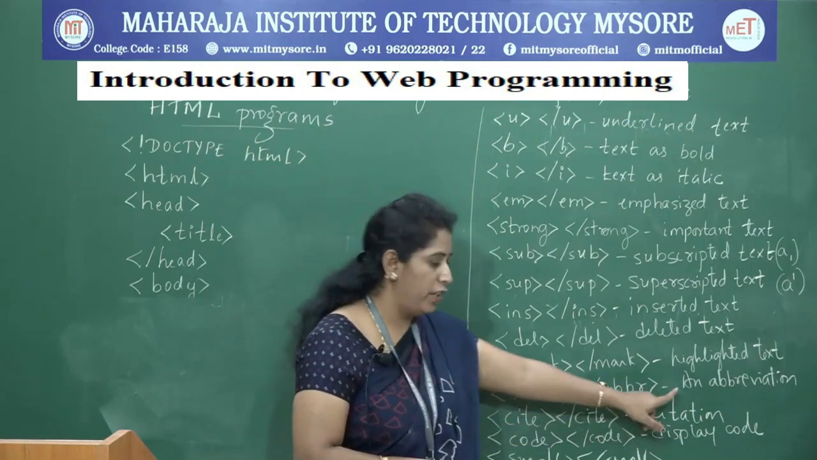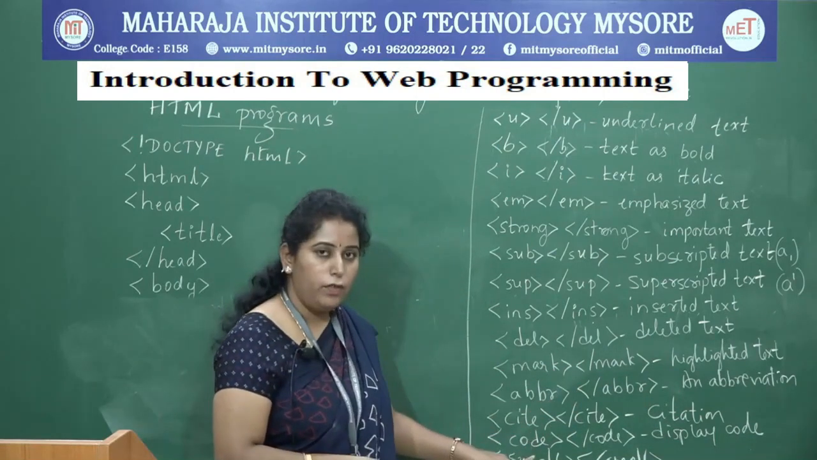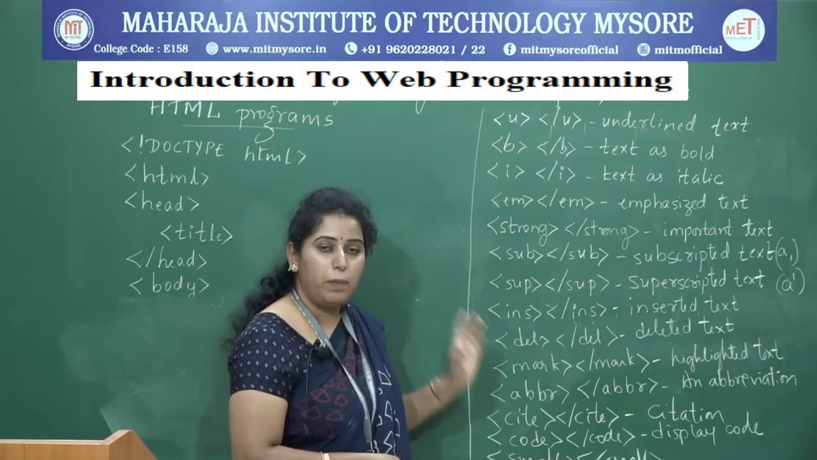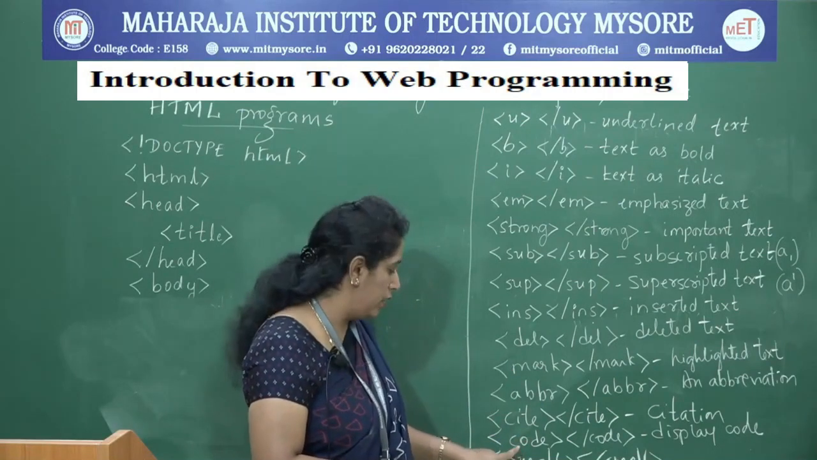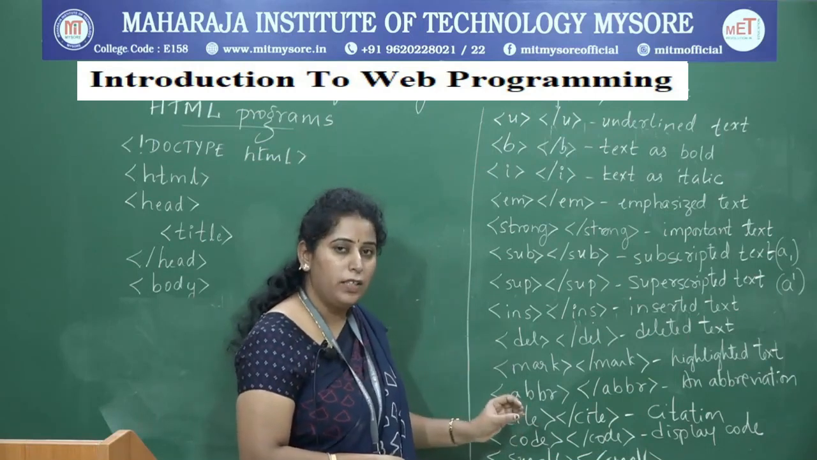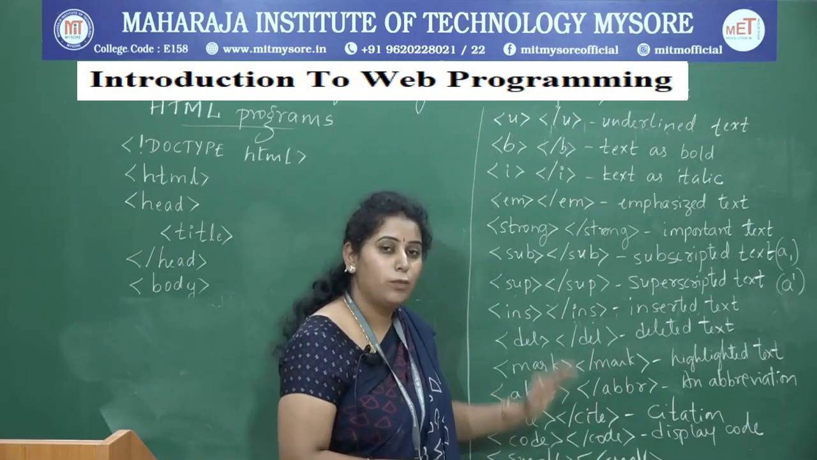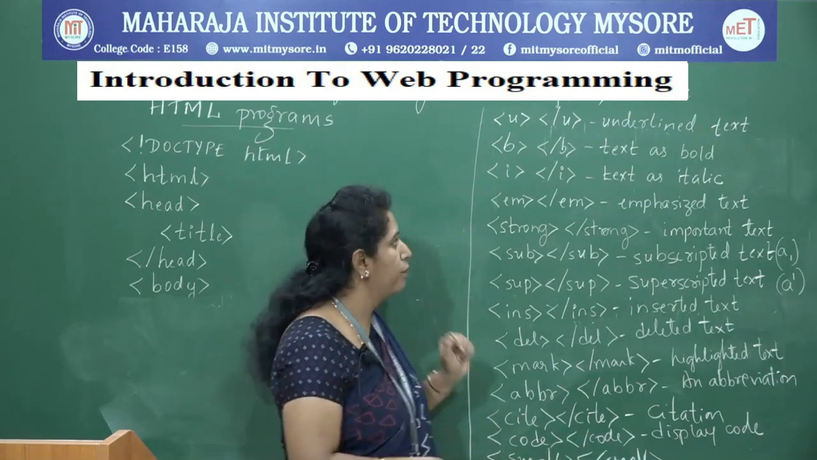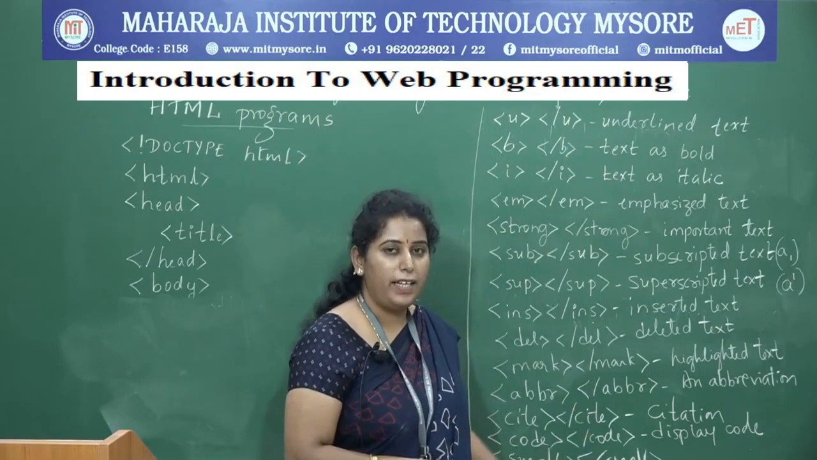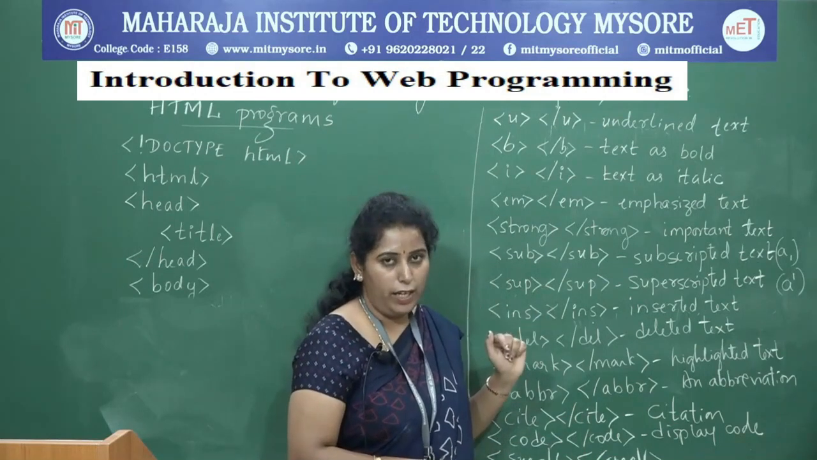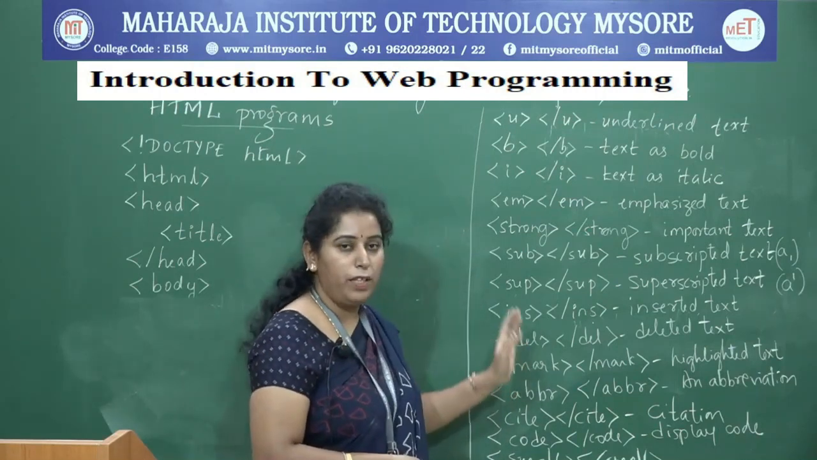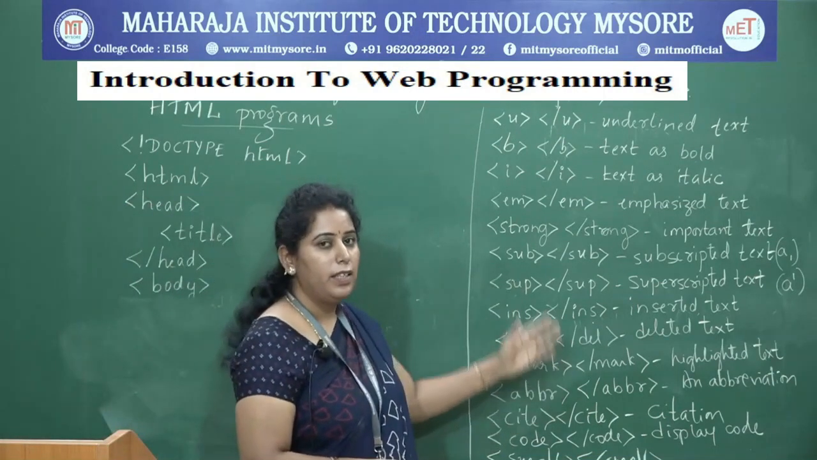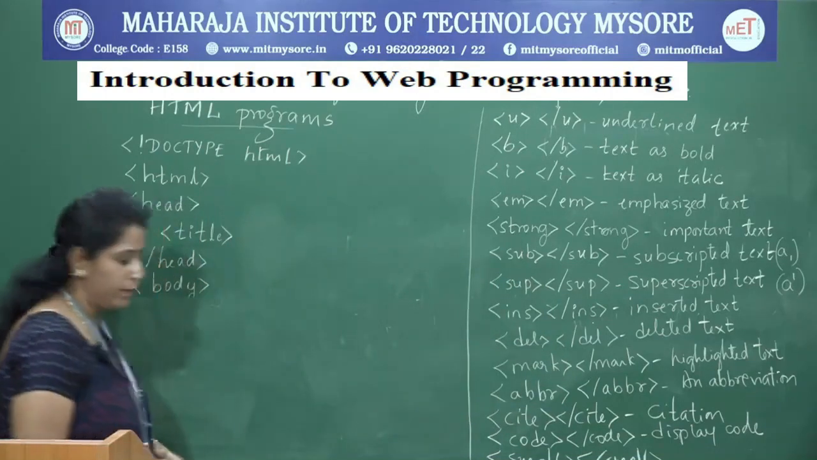ABBR is used for abbreviation. CITE: if you want to make it in the citation form, you can use this tag. Code, in order to display code, you can make use of this. Small prints the text in a smaller size than the normal font size, so you can make use of the small tag. Okay, all these are examples of inline elements which do not start on a new line. Let me implement these tags in a program.